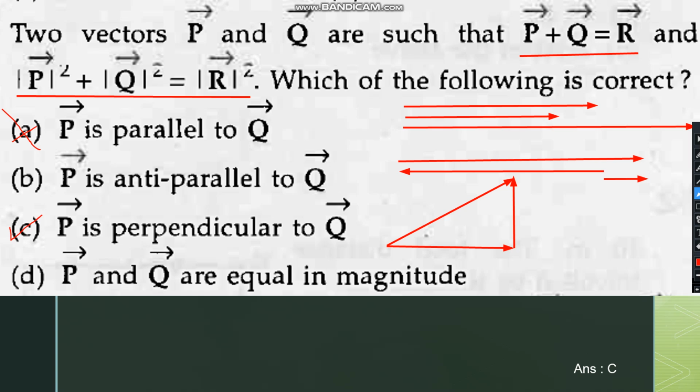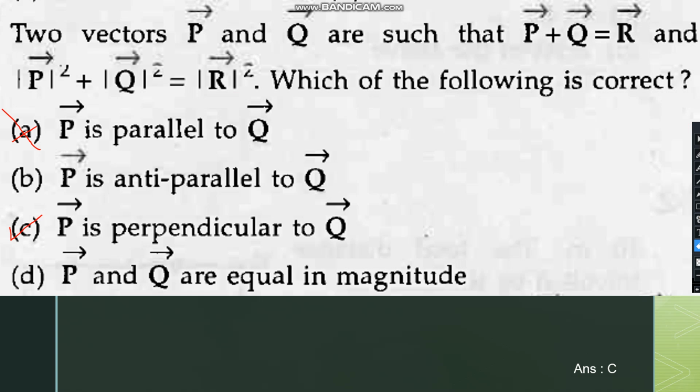But let's check option D. It's a very tricky one. It's telling P and Q are equal in magnitude. If P and Q are equal in magnitude, we cannot always say that P square plus Q square is R square. Yeah, one case is there where P and Q are equal and they are perpendicular to each other, but not always. This is just one case, and only one case exists there. So this option is not applicable here. Okay, so option A is also wrong, B is also wrong, D is also wrong. Sorry, C is correct. Answer is C.